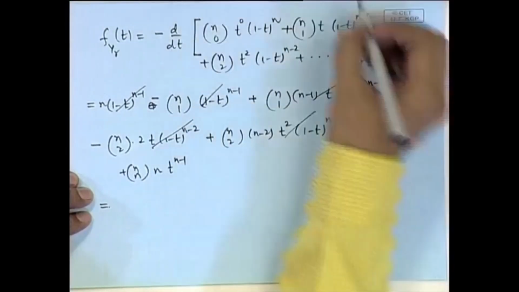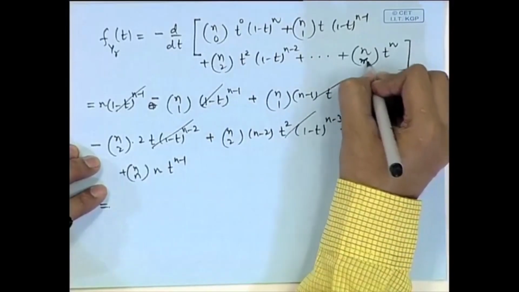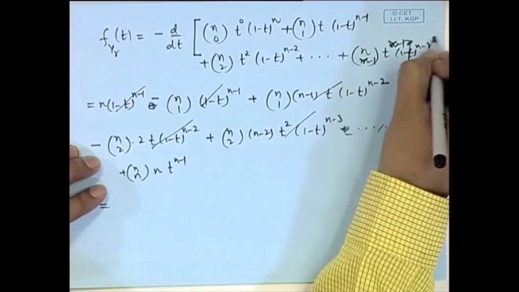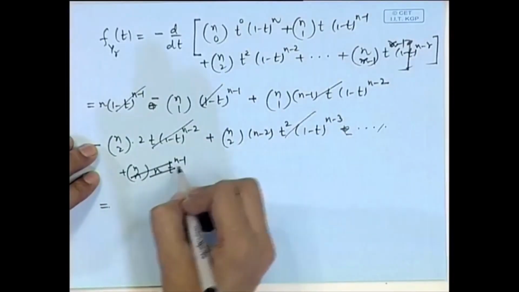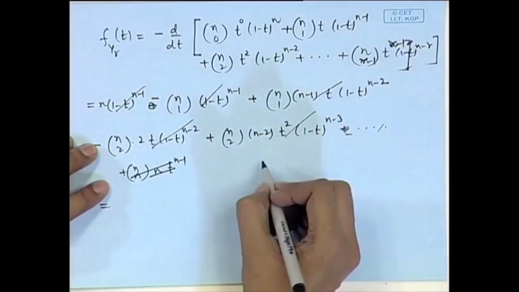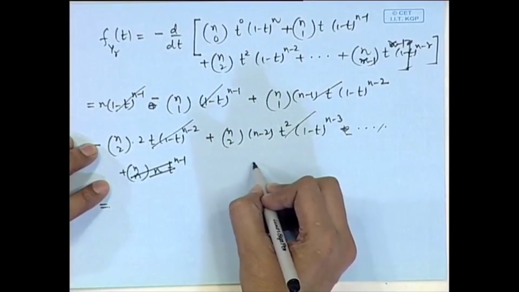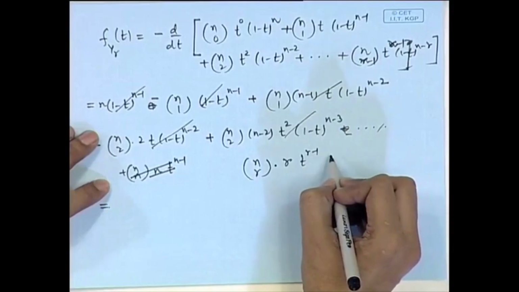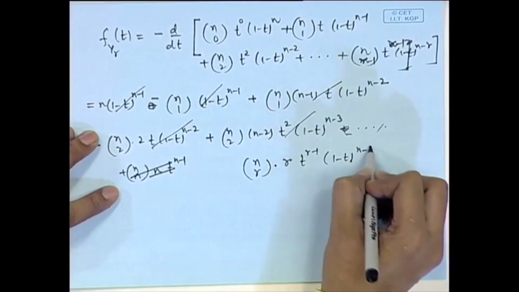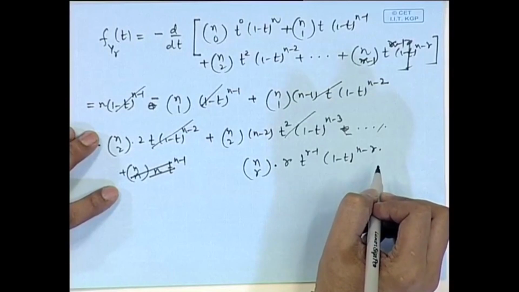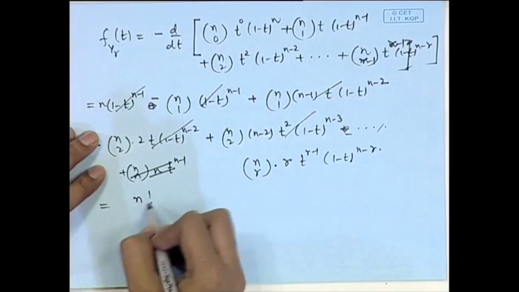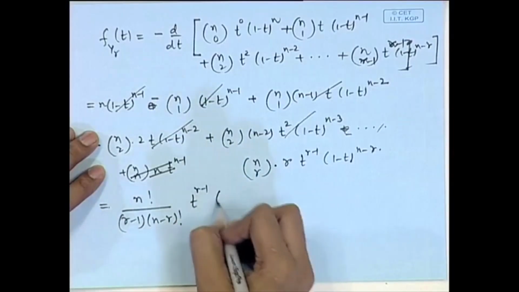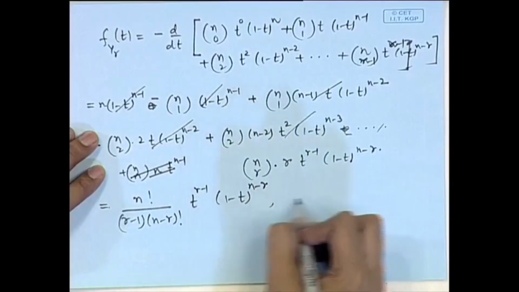the last term, which was nC(r minus 1) t to the power r minus 1 (1 minus t) to the power n minus r. So, this we wrote wrongly; here the last term will give us n C r times r t to the power r minus 1 (1 minus t) to the power n minus r, that is equal to n factorial divided by (r minus 1) factorial (n minus r) factorial, t to the power r minus 1 (1 minus t) to the power n minus r.